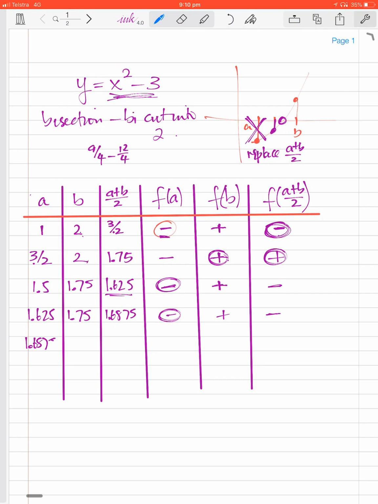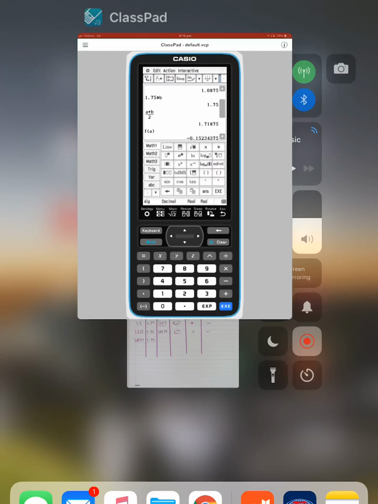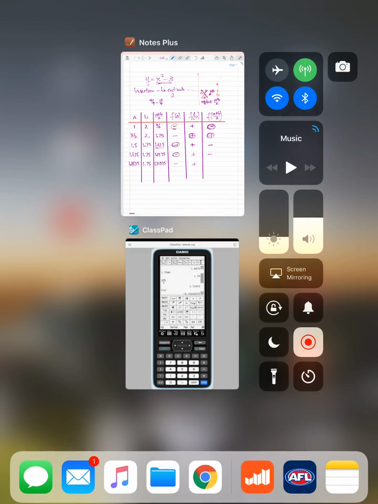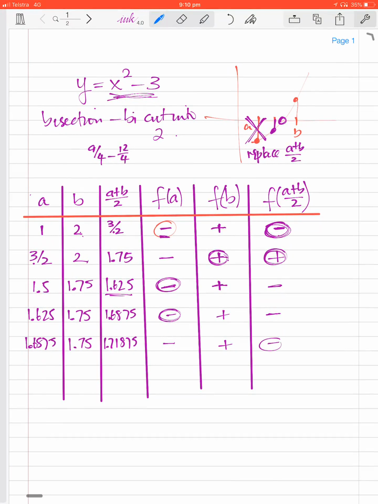So 1.6875, 1.75. Let me go up here and replace it with 1.6875. Hit enter. Okay, our midpoint's 1.71875. F of A we know is negative, f of B we know is positive, and f of 1.71875 is negative. So this time we replace A again because it's negative. So 1.71875, 1.75.